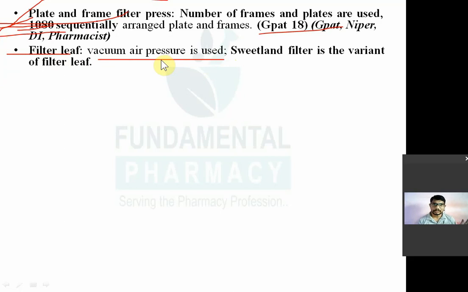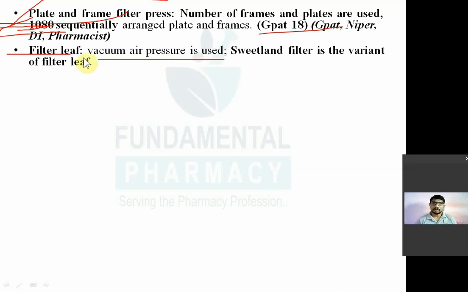वेरिएंट क्या होता है? सिंपल है कि फिल्टर लिप मतलब एक यूनिट हो गया, और ऐसे 2-4 यूनिट एक क्लोज्ड वेसल में जब अपन अटैच करेंगे तो उसको बोलेंगे स्वीटलैंड फिल्टर. नाउ नेक्स्ट वन इज अ मेटा फिल्टर्स.